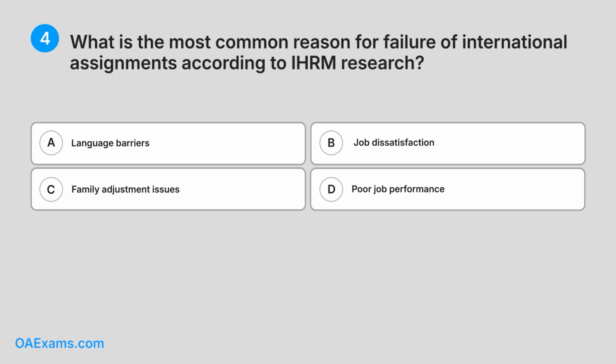4. What is the most common reason for failure of international assignments according to IHRM research? A. Language barriers. B. Job dissatisfaction. C. Family adjustment issues. D. Poor job performance. What do you think is the answer?